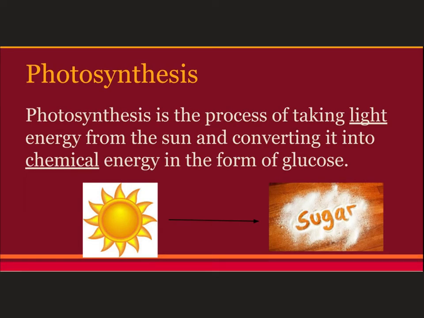So big picture, photosynthesis is the process of taking light energy, probably from the sun, and converting it into chemical energy in the form of sugar. So the light is not literally being converted into sugar, but the energy from the light is being used to build the sugar and put it together. So that energy is being stored in the newly created sugar molecules, also known as glucose, which is a sugar.